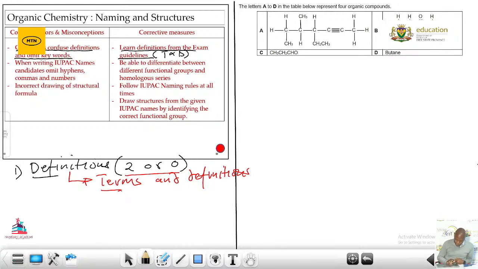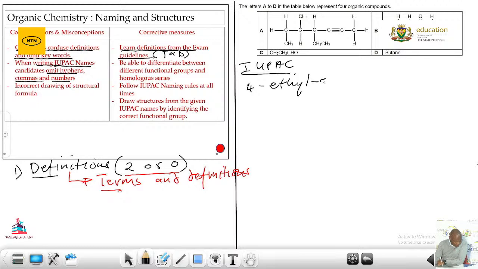Now, let's look at bullet number 2. It says, when writing an IUPAC name, candidates omit hyphens, commas, and numbers. So I am going to use A as an example. When I give the IUPAC name of A, I have it here as 4-ethyl, 5-methyl, hept, 2-ene. So this is quite a huge name for one to get right. You need to have a system. You have to have a way of approaching it. So this is the IUPAC name for A.